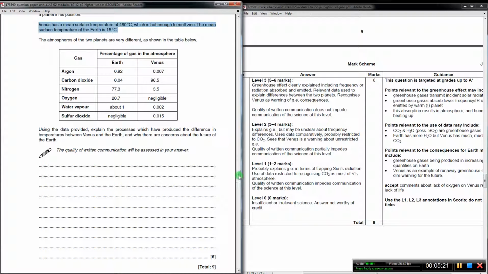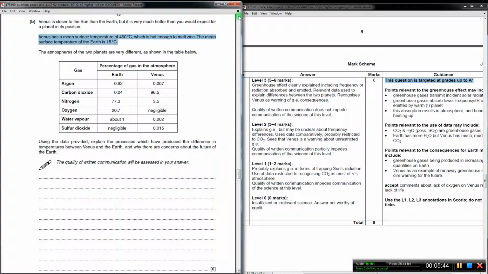Now this is a tough 6-mark question because in the mark scheme it says here this question is targeted at grades up to A star. What that means is that if you're getting 3 or 4 on this, you're doing pretty well. Even if you're not quite going to get 5 or 6, then if you can manage to get into 3 or 4, the level 2 section here, then that's going to be really good. Okay, let's look at the question then.